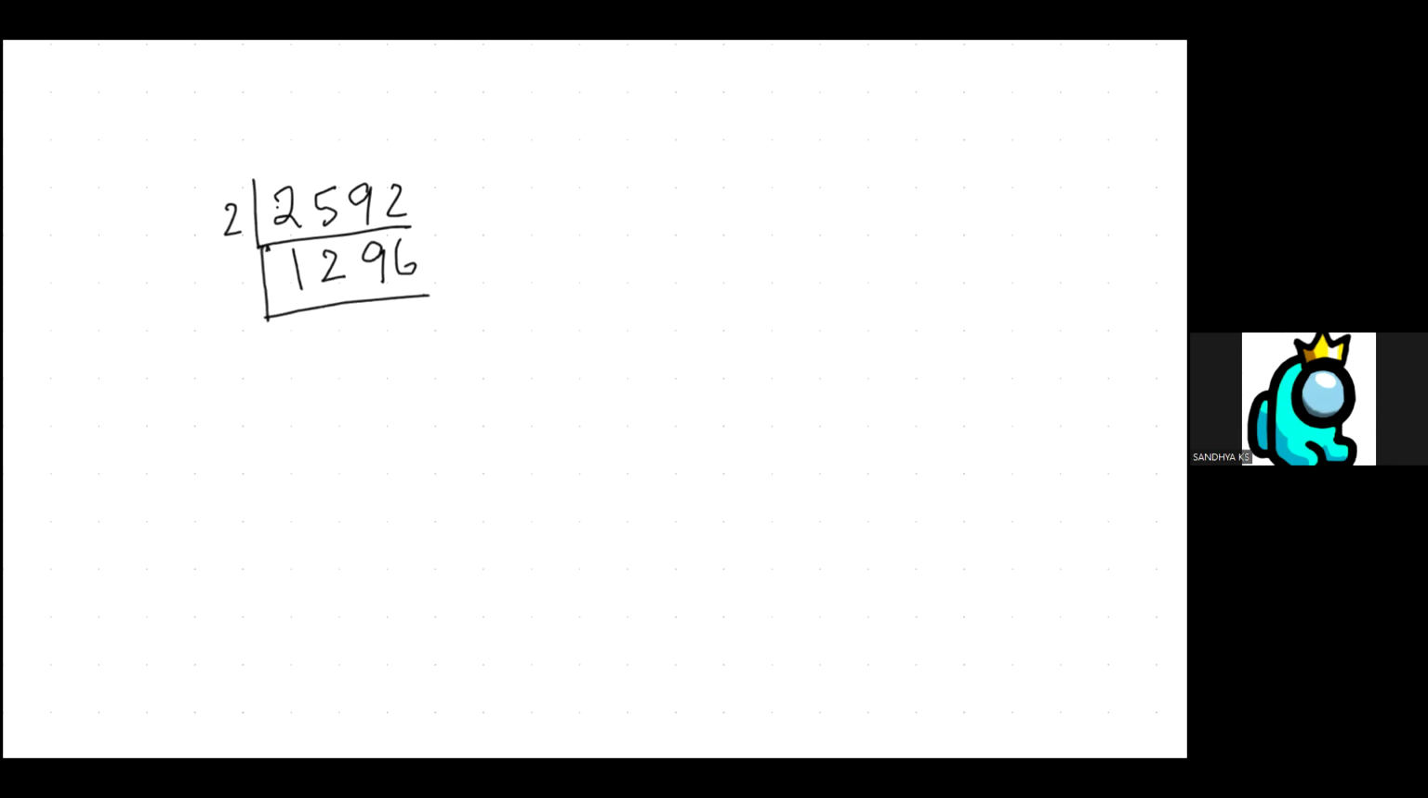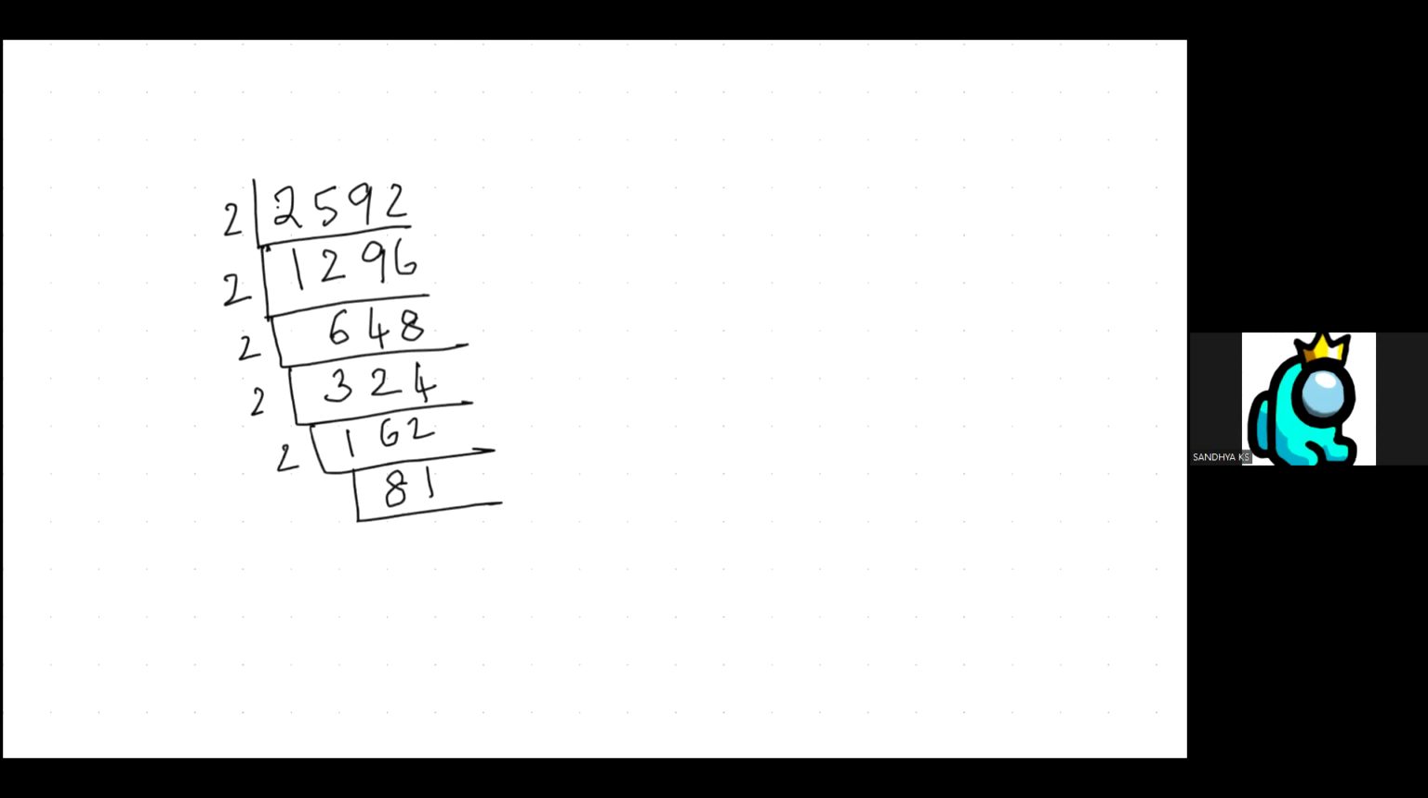Then 2, 6 2s are 12, 4 2s are 8, 8 2s are 16, then again divided by 2, 3 2s are 6, 2 2s are 4, 4 2s are 8, then 2, 1 2s are 2, 6 2s are 12, 2 2s are 4, divided by 2, 8 2s are 16, 1 2s are 2, then divided by 2, 81 came. So 8 plus 1 is what? 9, right? 9 means it is divisible by 3. So you want to divide by 3. So divide by 3 means you will get 27 because 2 3s are 6, 21 will come, 7 3s are 21. Divided by 3, 9 3s are 27, then 3, 3 3s are 9.